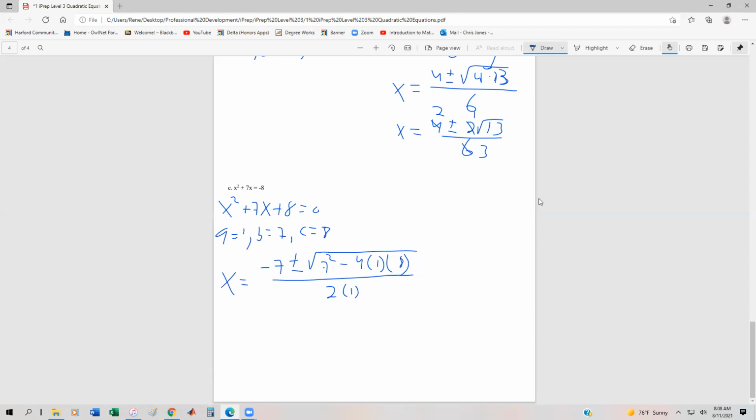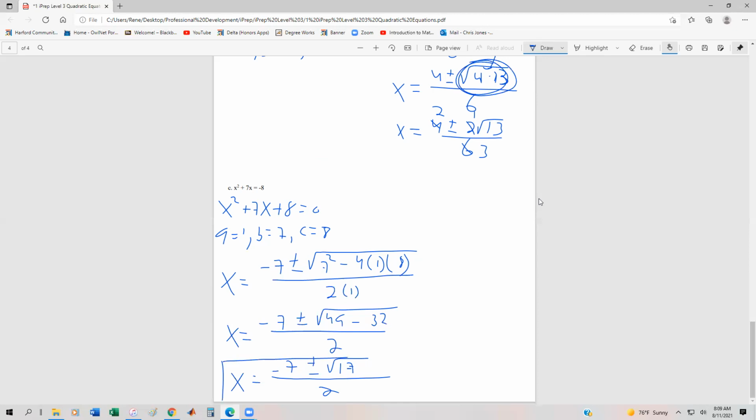And again, we're just going to simplify this. So that's going to be -7 plus or minus the square root of 49 minus 32, divided by 2. And then we're just going to simplify under the radical. So we're going to get -7 plus or minus the square root of 17, since 49 minus 32 is 17, divided by 2. And notice that 17 does not factor like the one that we saw before. And so this one, we're just going to leave it as is.